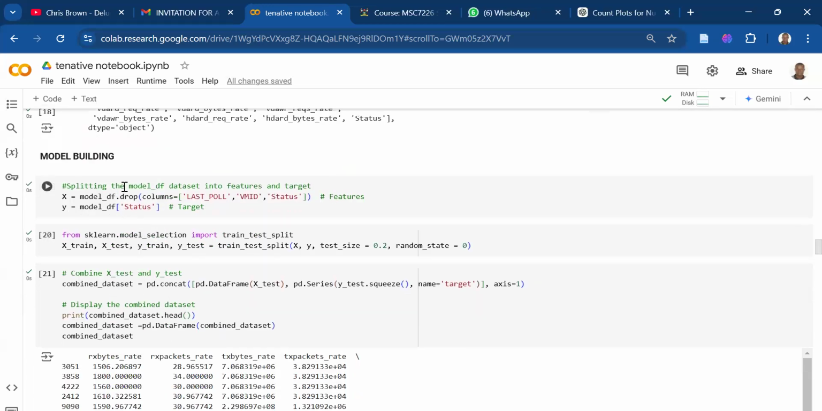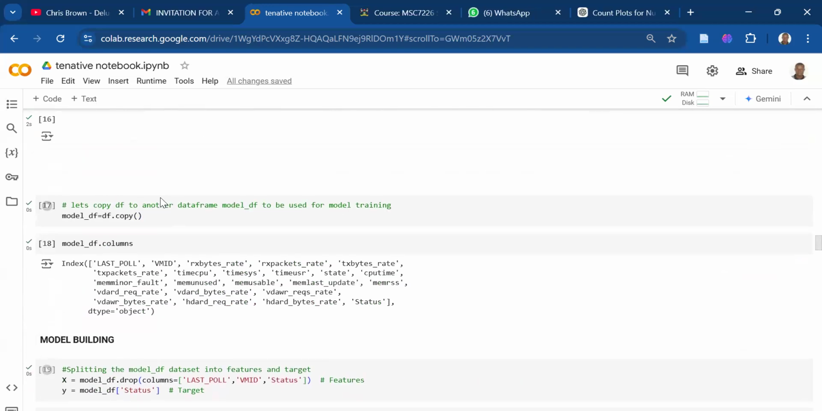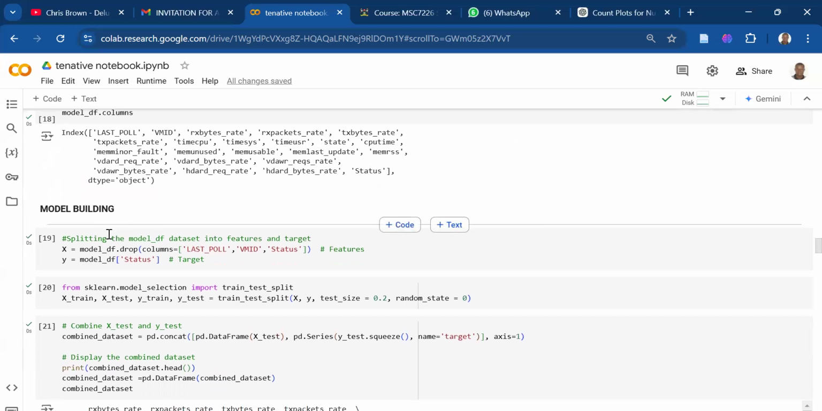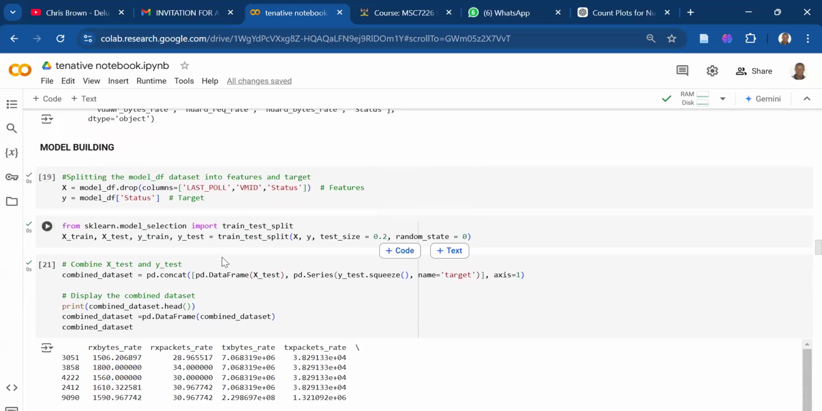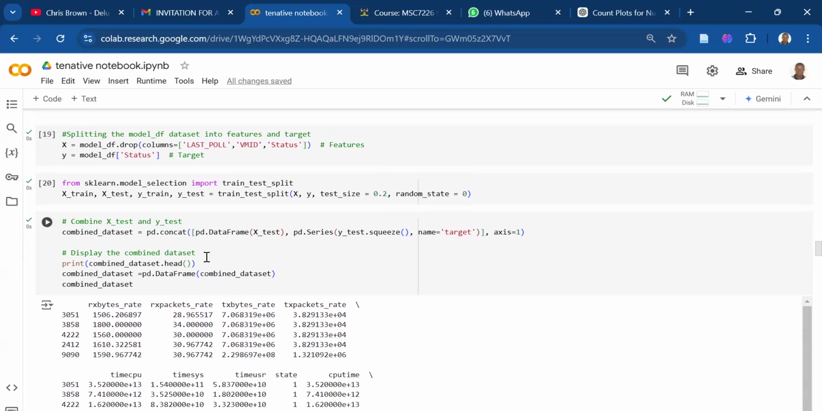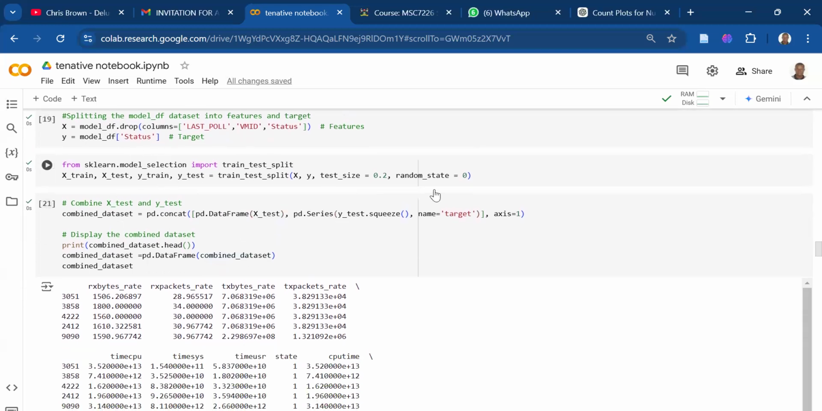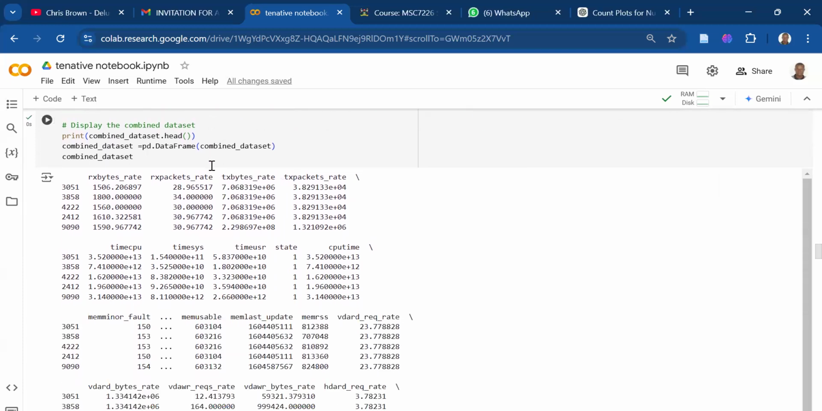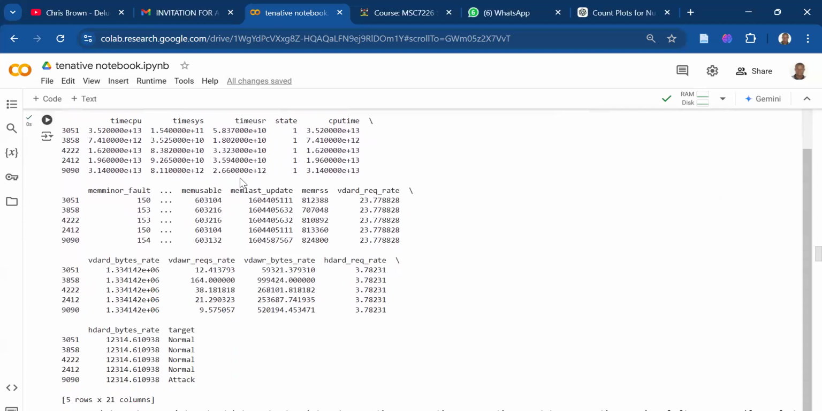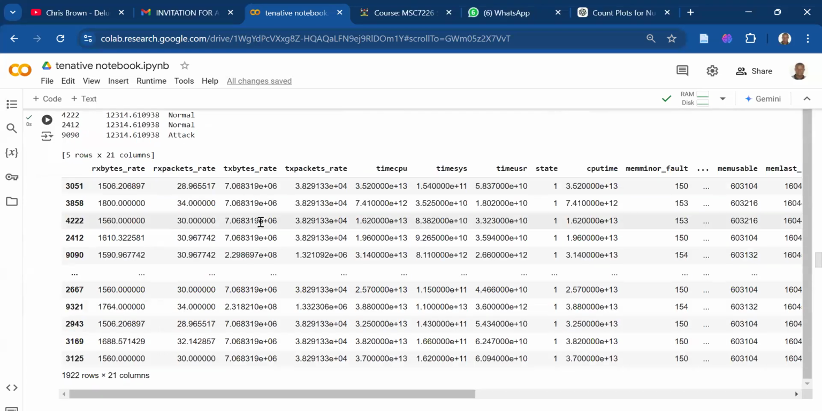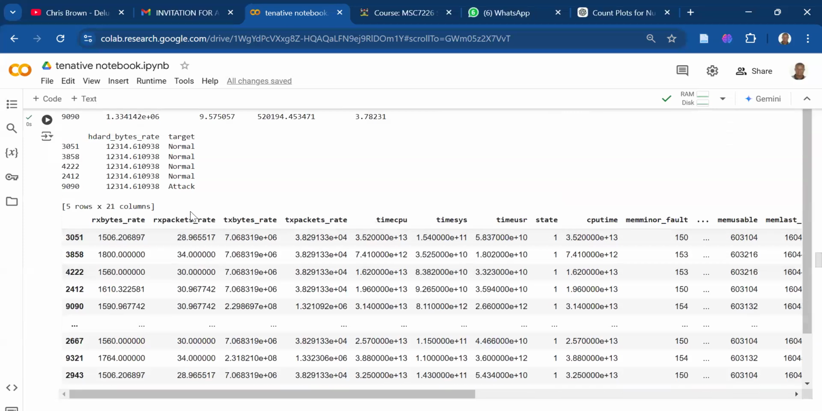Then here I built this. I did some data split, dividing the data set into X and Y. Then I did the model, the data split into training and testing, 80% training and 20% testing. Then this is what I have after splitting.